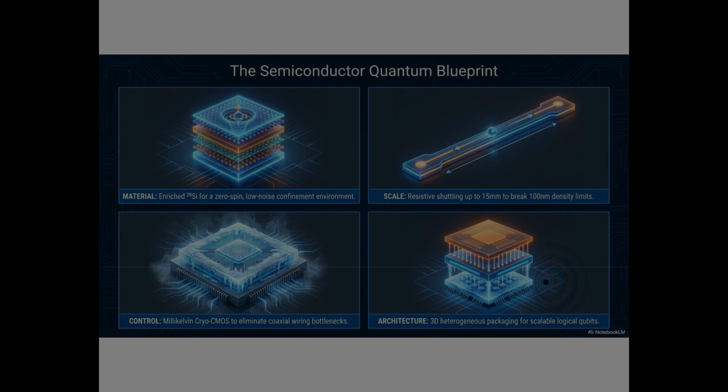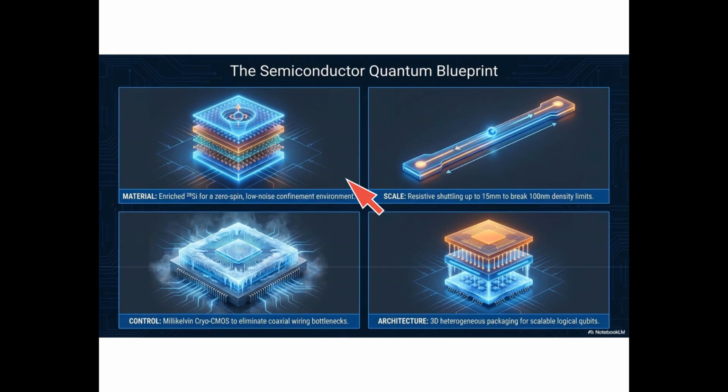Pillar 4. Architecture. Three-dimensional heterogeneous packaging. Stacking the Cryo-CMOS control chip, the high-density interposer, and the silicon 28-qubit chip via through-silicon vias enables the dense, tillable unit cell layout required for surface code fault-tolerant error correction. Together, these four pillars form a coherent engineering roadmap. And uniquely among quantum computing platforms, every one of them builds directly on 6 decades of classical semiconductor knowledge, tooling, and global manufacturing infrastructure. The quantum computer of the future may well be built in the same foundries that make your phone's processor today.